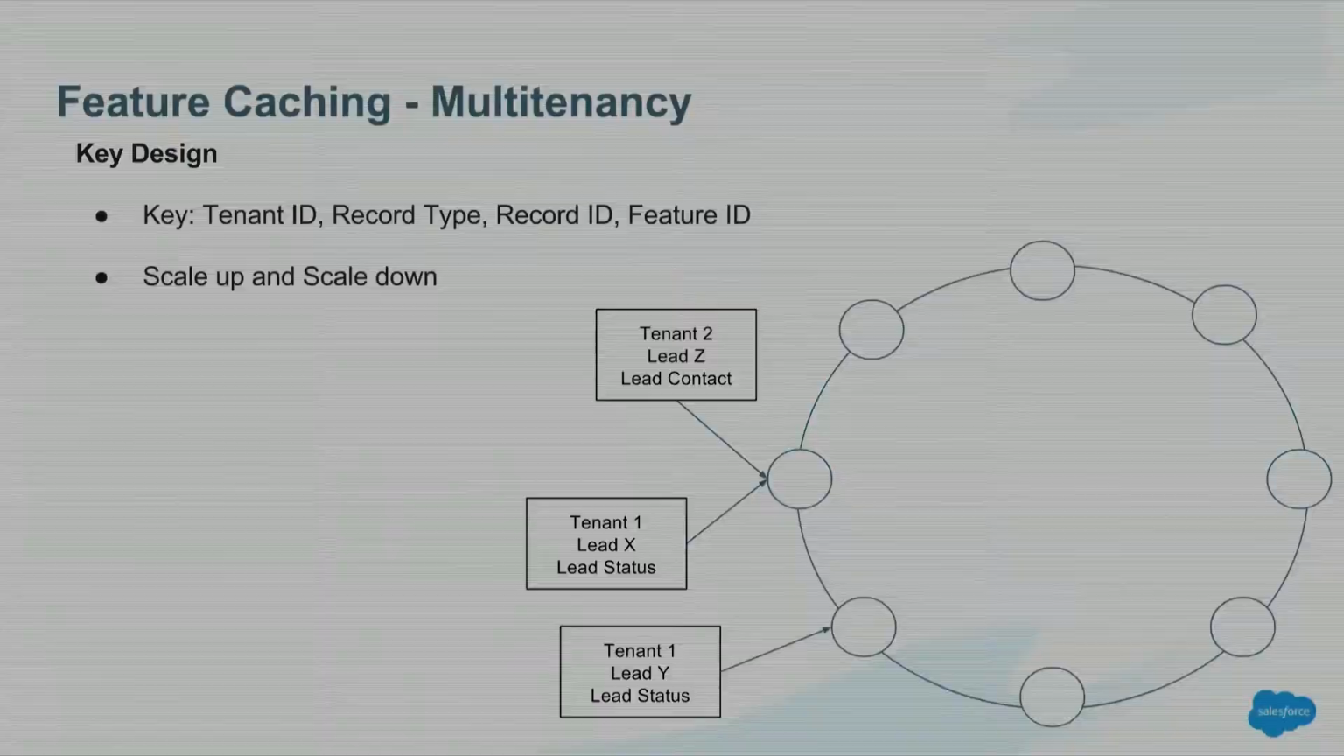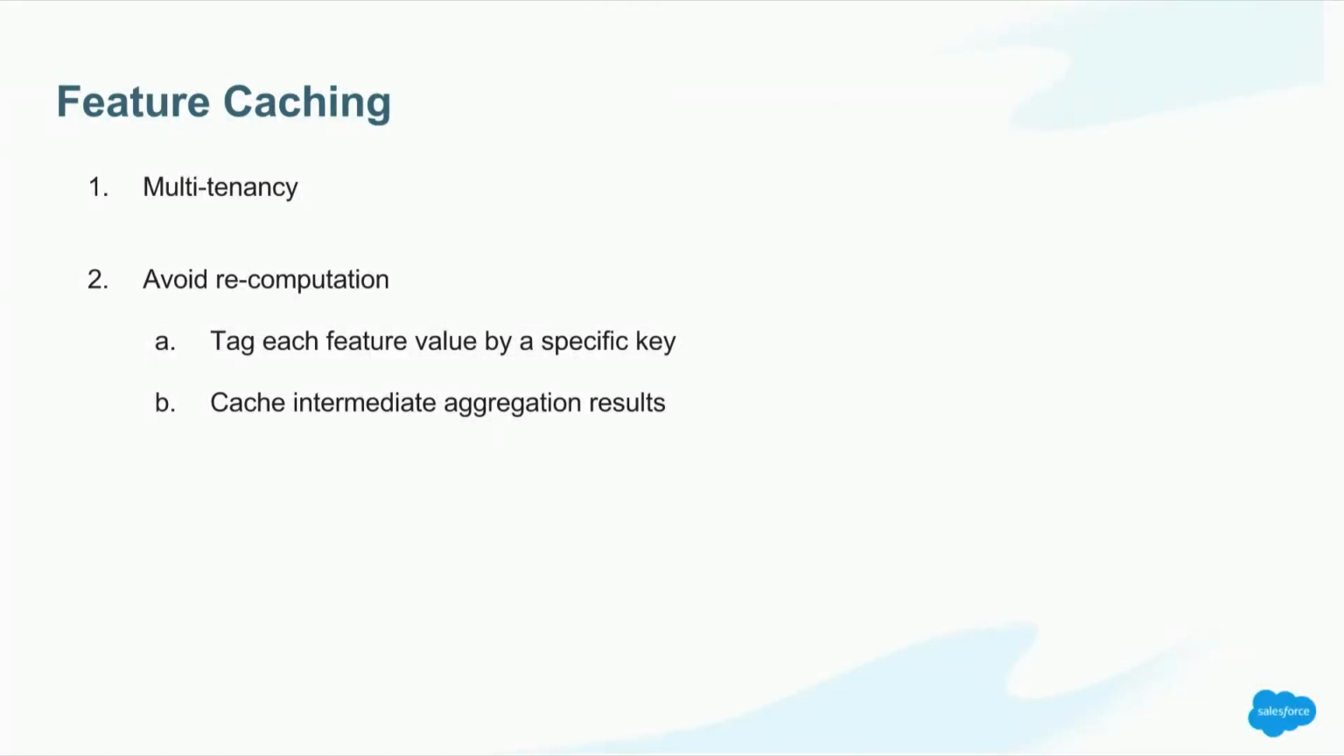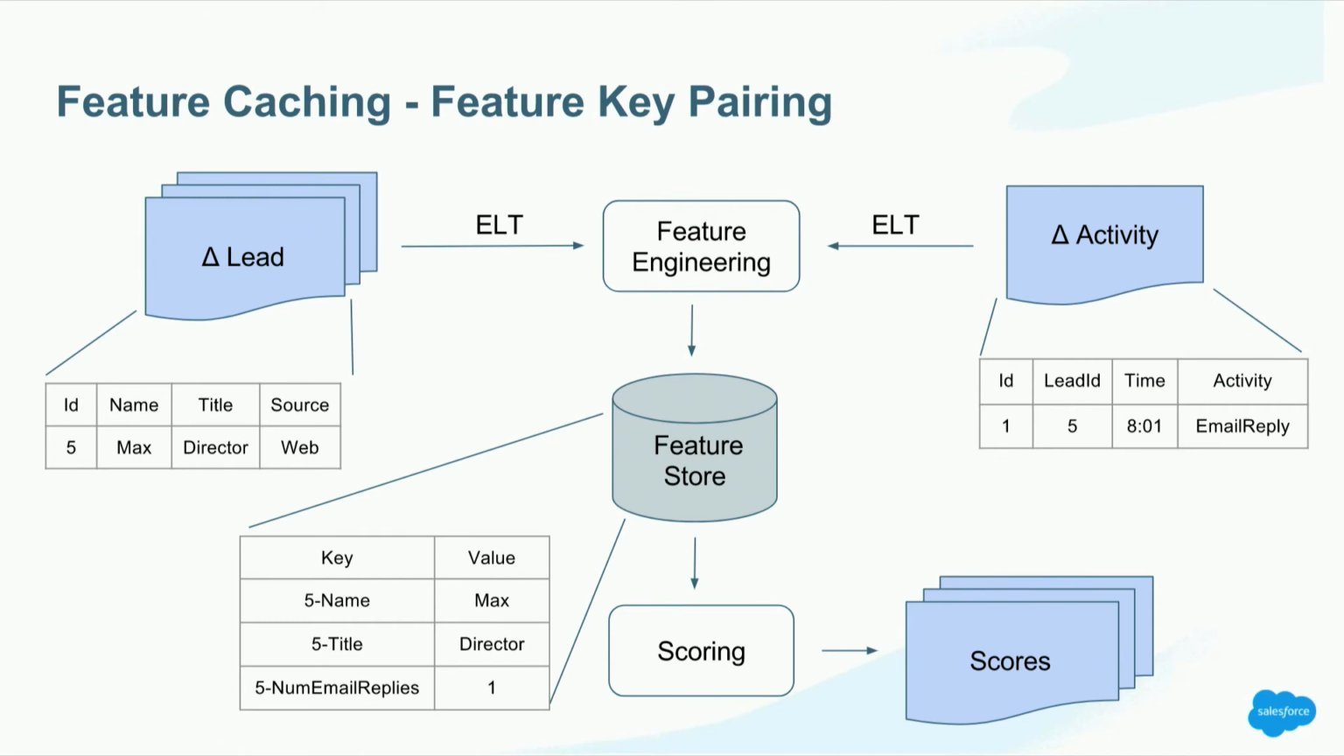With multi-tenancy taken care of, let's look at the actual usage of the feature store, that is to avoid recomputation. Karl has already touched upon a part of it, that is we key different features by the same key. And I will just slightly reiterate this. For example, this lead feature is keyed by its own ID 5, while the activity feature is keyed not by its own ID, but by the lead ID 5. So the feature store will store 3 features, all of which are keyed by 5.